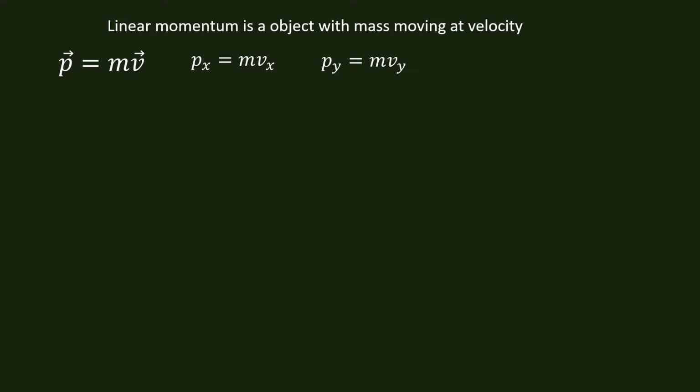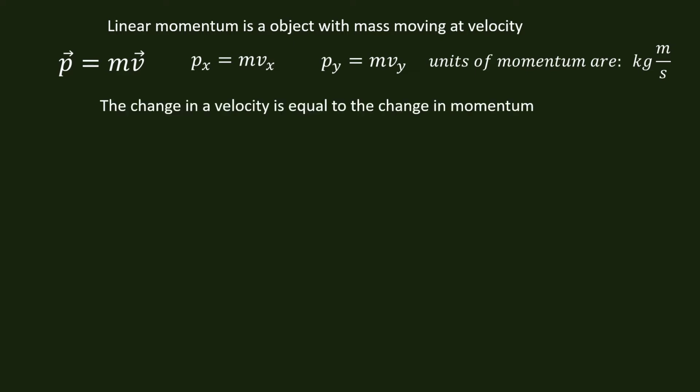Linear momentum is an object with mass moving at a velocity. So you have momentum, which is p, equal to mass times its velocity, where p and v are both vectors. We can break those vectors up into their x and y components, and this is how they look. Units of momentum are kilograms times meters per second.